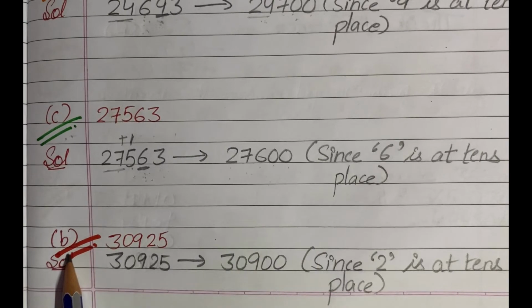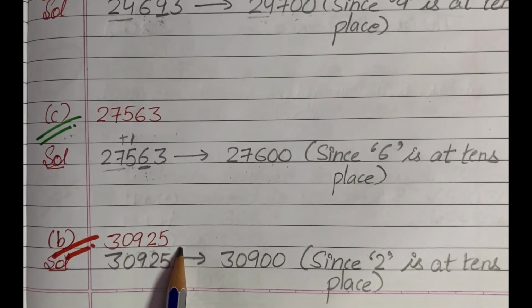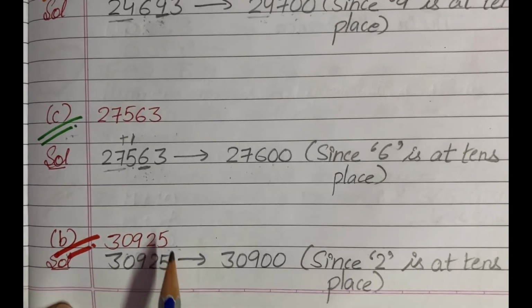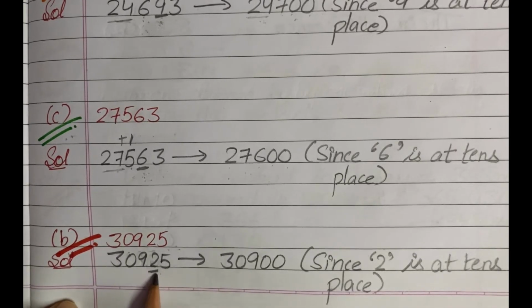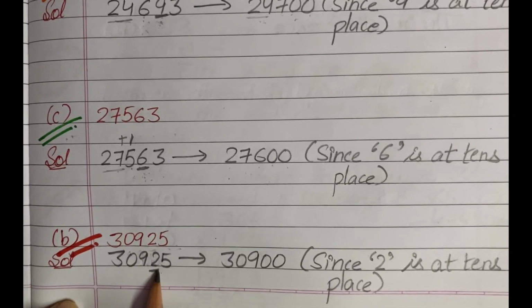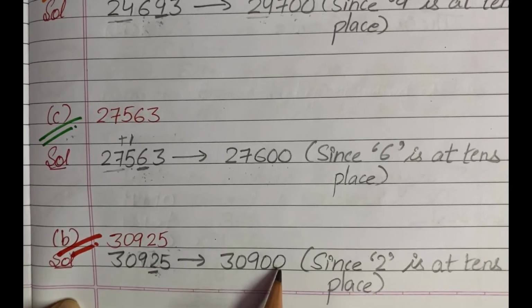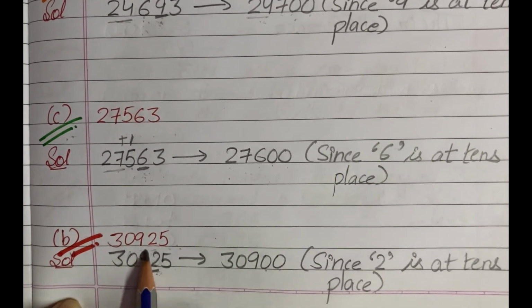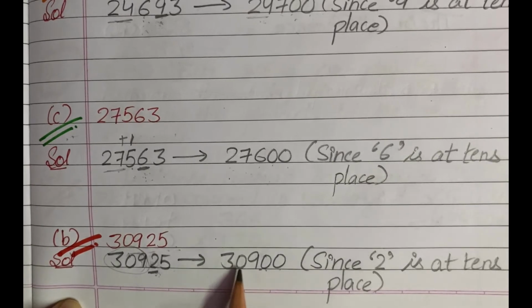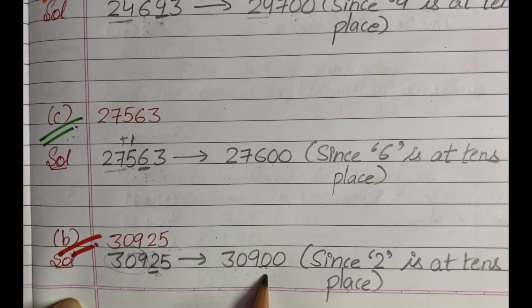Next is B part of the same question, and in this we have 30,925. Now here also we will see the digit at the tens place, and here the digit at the tens place is 2, and 2 is less than 5. So in the answer we will write 0 at the ones place, 0 at the tens place, and the rest of the digits we will write as they are, that is 309. So the final answer is 30,900. Hopefully it is clear to you.